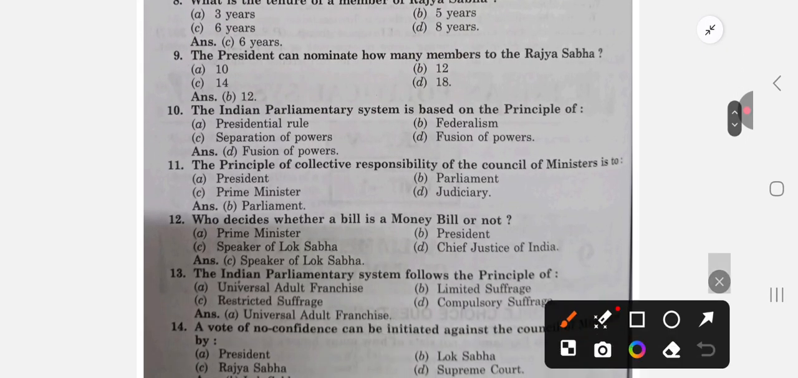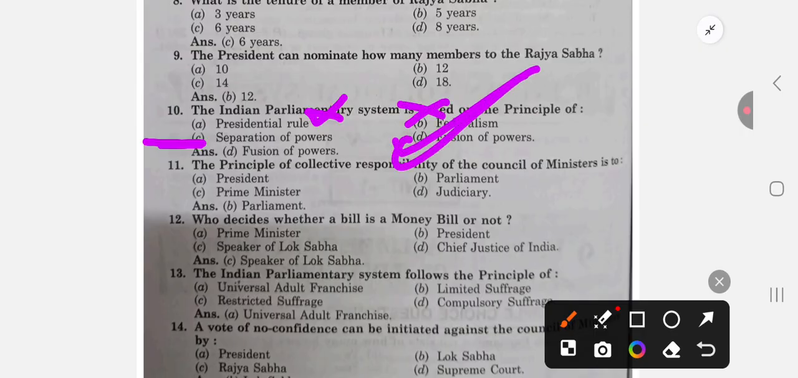The Indian parliamentary system is based on the principle of fusion of powers. We don't have separation of power. America has separation of power. We don't have presidential rule. We don't have proper federalism. We are quasi-federal, but it is fusion of power. So answer is D, fusion of power.